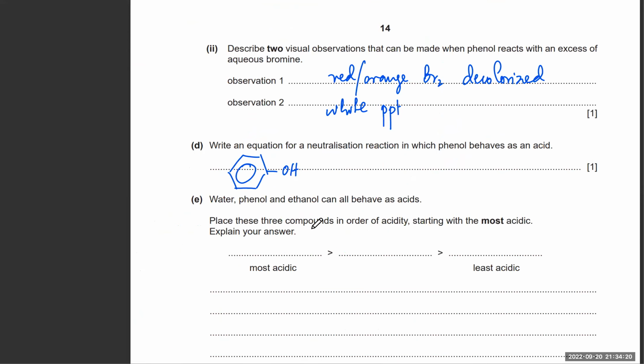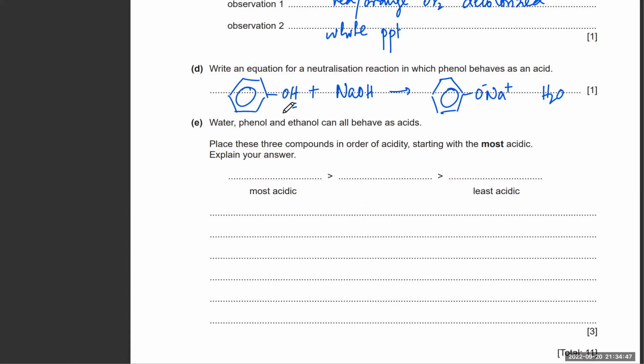So going back over here, I'm just going to write a reaction with a base, NaOH. Phenol will lose its H plus 1. The H plus 1 will go and react with the OH ions and form water. And the Na plus 1 from NaOH will join with the phenol, and that will form the salt. So is this clear, this one?